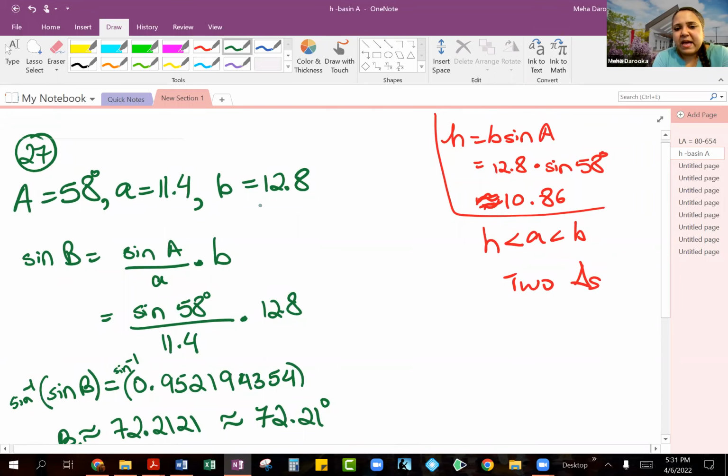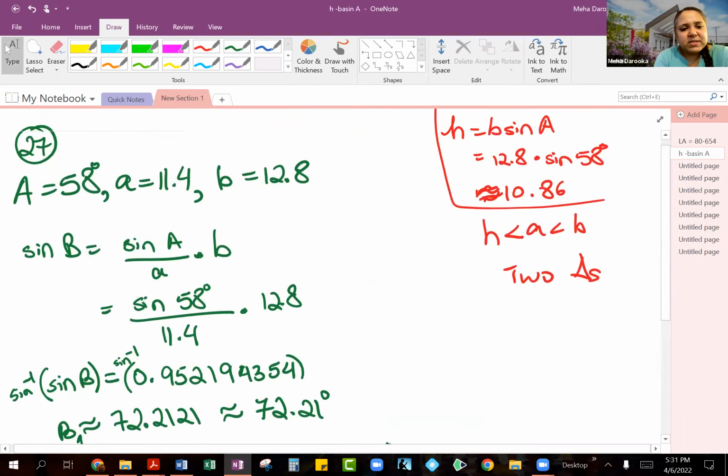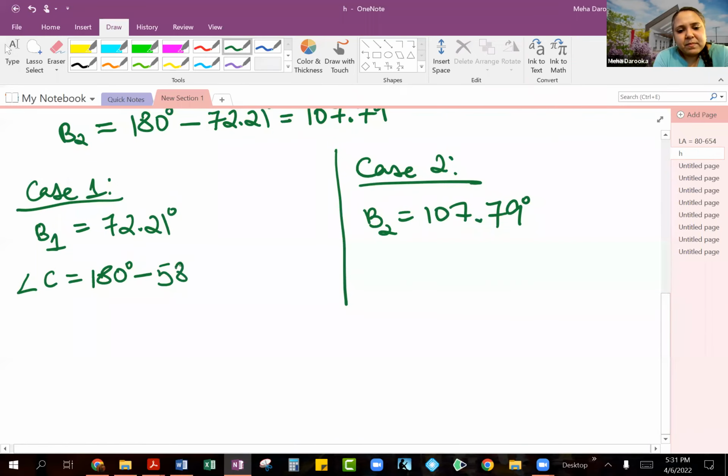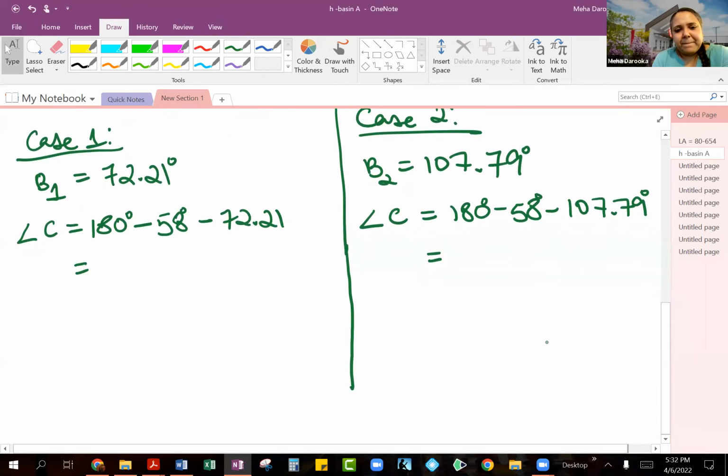We need to find angle C, and you already have 2 of the sides, so you need to find side C. So let's start out with angle C over here, which will come out to be 180 degrees minus A, which was 58 degrees, and then from that, subtract 72.21 on the case 1 side. On the case 2 side it's pretty much the same thing, but angle B will change: 180 minus 58 minus 107.79. So what are our 2 angle C's looking like over here? What's your first angle C and your second angle C, guys?